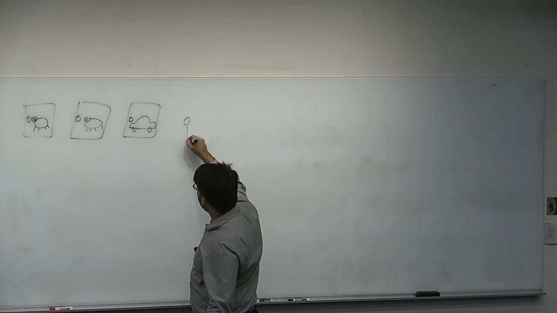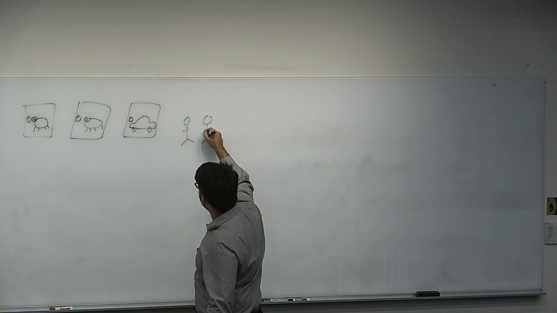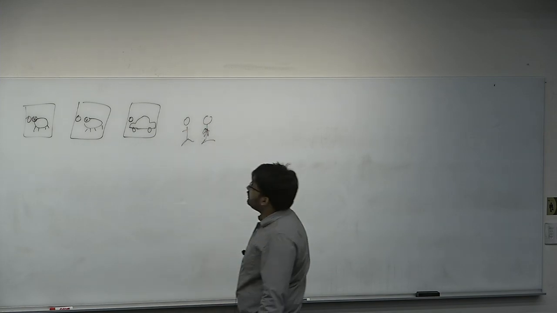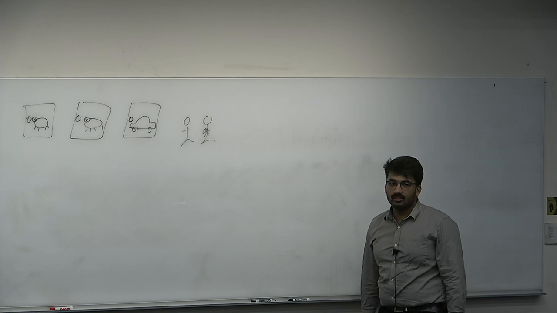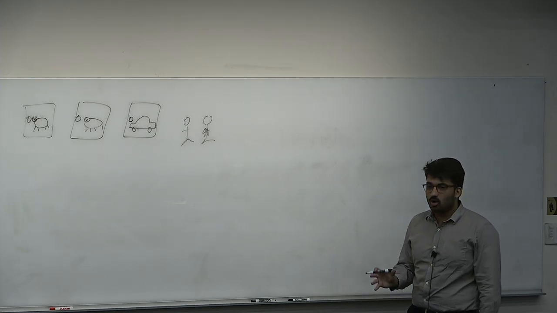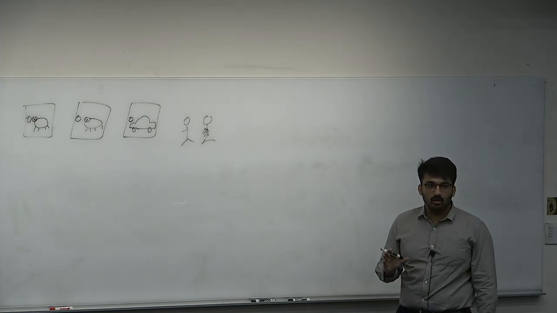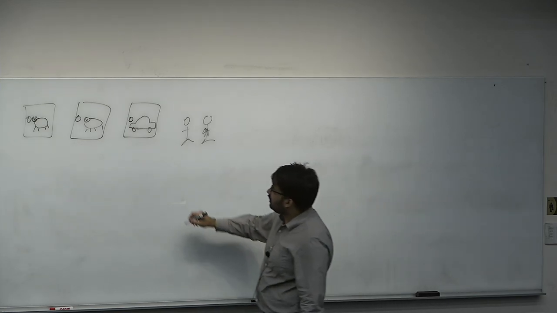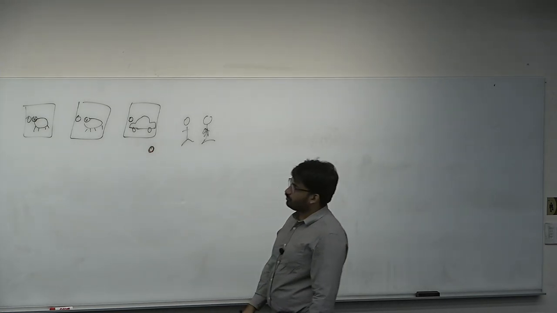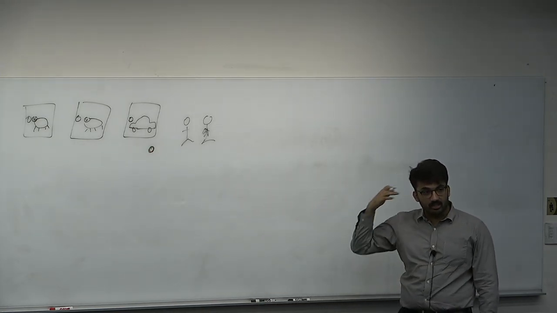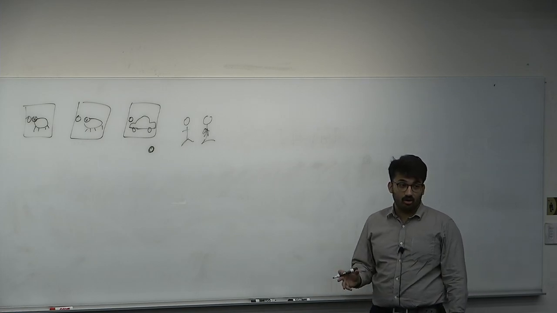There's you, and then there's Monty. Monty will allow you to pick a door. He says, pick a door. He doesn't open the door, but he says, pick a door. The door is closed. You pick a door, and you hold on to that door. Let's say you pick this one. Okay. Then what he does is Monty knows which door has a goat and which door has a car.